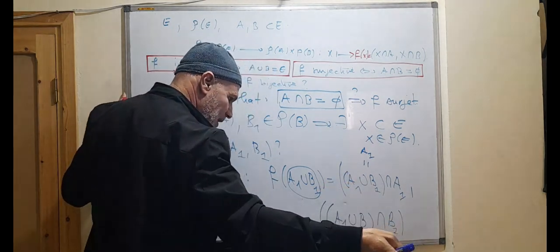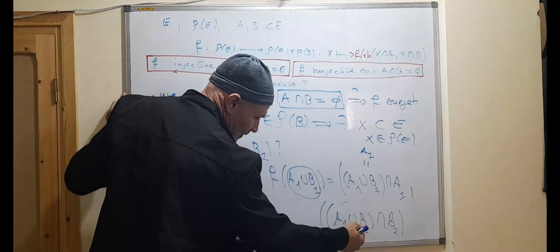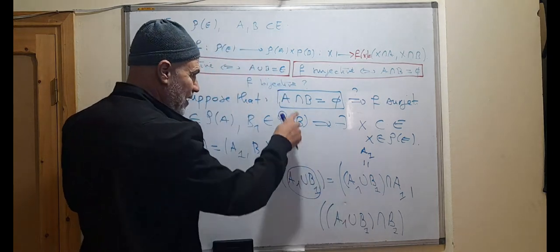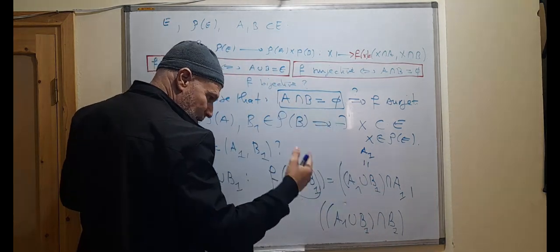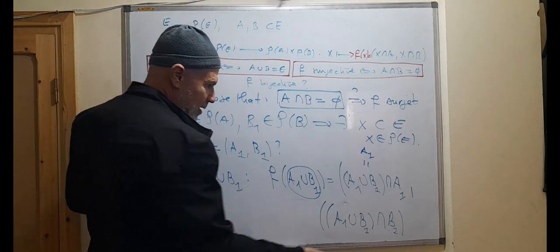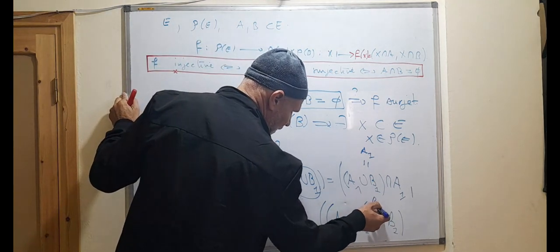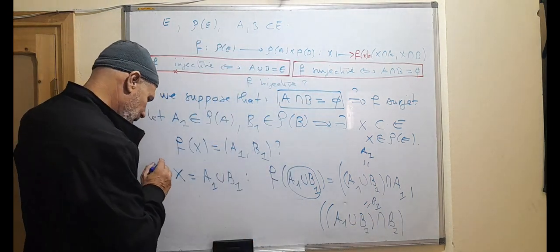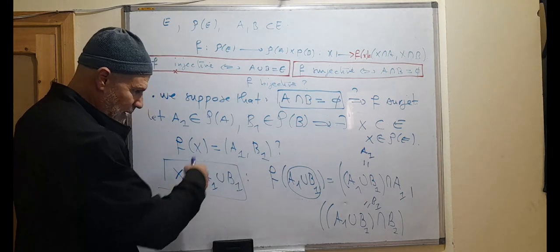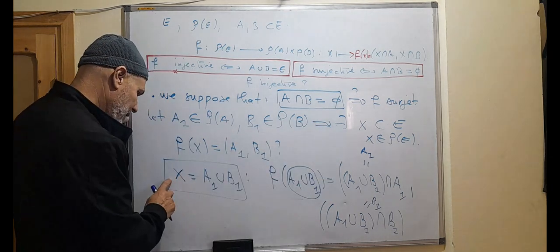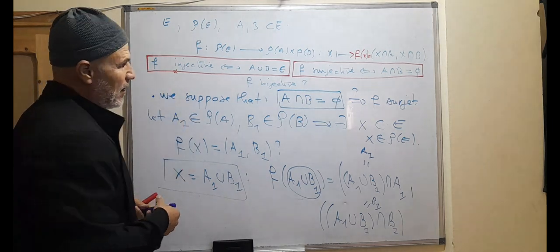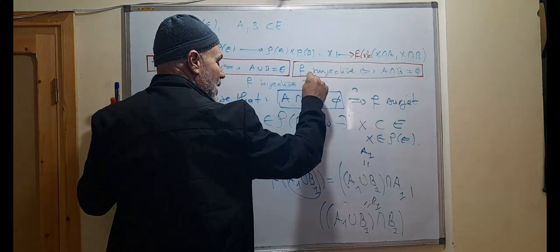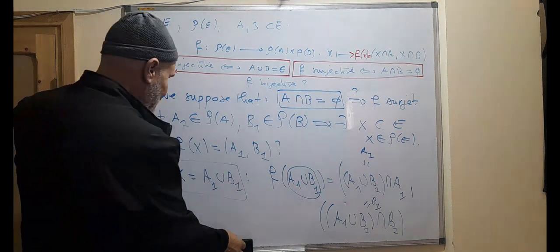Why is A1 intersection with B1 the empty set? Because A1 is in A and B1 is in B. This means that the intersection is an empty set and this one is equal to B1. So, thus we find X from P of E such that A1 and B1 are the image of X. This means that if the intersection is an empty set, this implies that F is surjective.